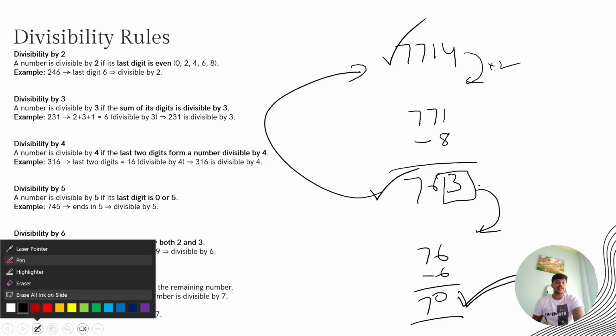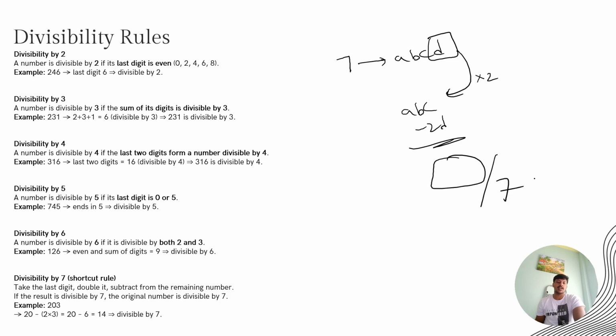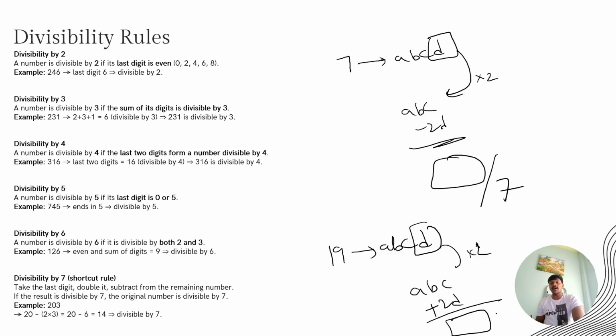Next one. Why did I say it is similar to 19? See, the rule of 7 is you take the last number, make it double, and subtract that from the remaining numbers. The answer has to be divisible by 7. For 19, it is the same process, but this time we add the doubled number to the remaining numbers. If the answer is divisible by 19, then the number will also be divisible by 19. For 7, we subtract. For 19, we add.